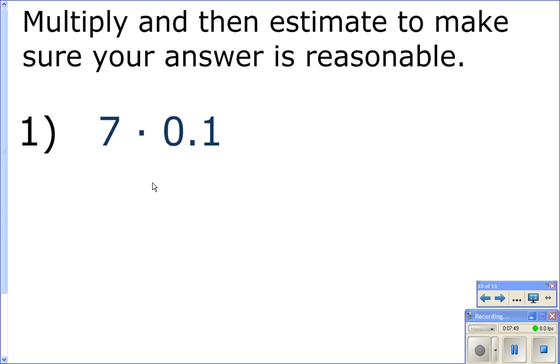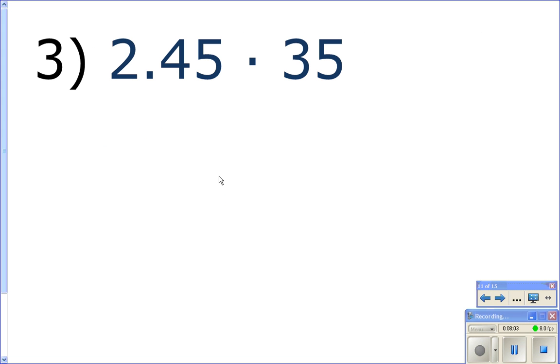For this one, you have 7 times 1/10. Well, you're just going to multiply it regularly. 7 times 1 is 7. There is 1 place in the answer, so you're going to move the decimal 1 place here. The next one you're going to do is number 3 on the back of your notes.